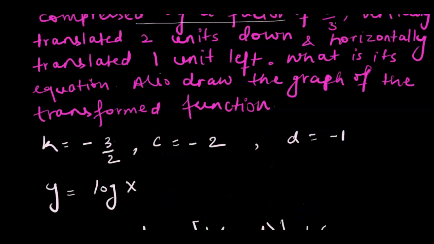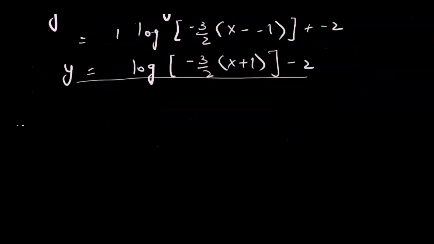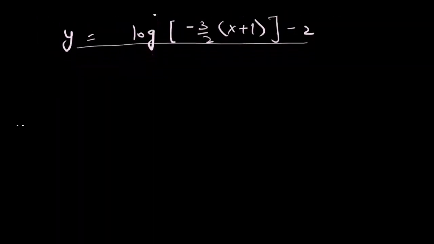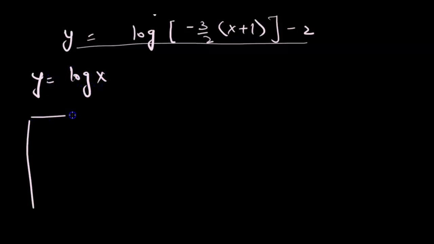So what is its equation? We have got the equation, this part is done. Also draw the graph of the transformed function. Whenever we make graphs of transformed functions, we always use the mapping formula, and the mapping formula uses the x and y values of the parent function. The parent function in this case is y equal to log x. So we would first make the table of values for the parent function.